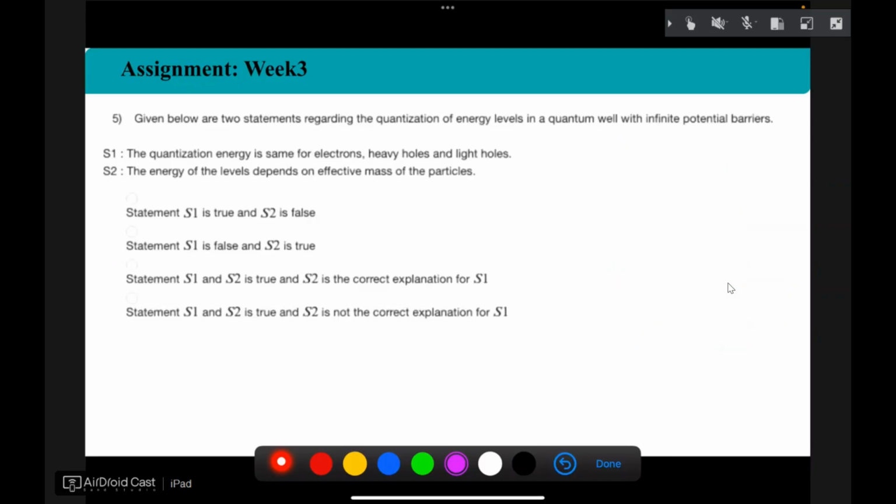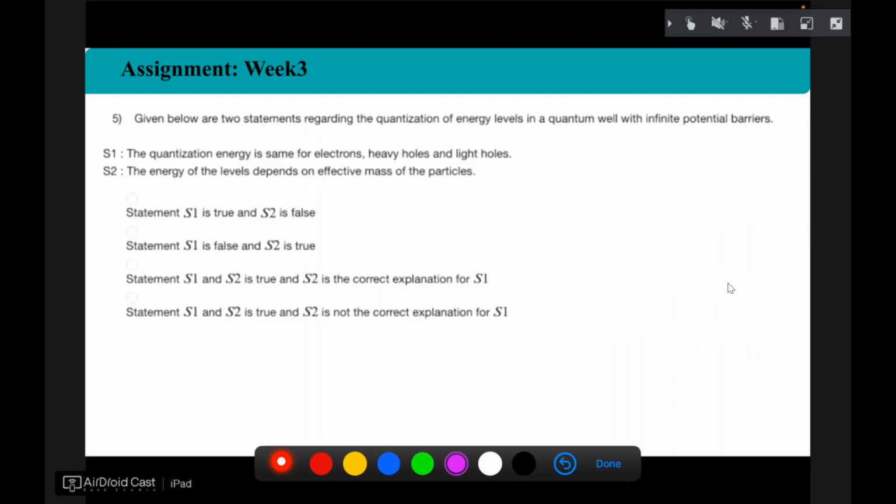Okay, so the next question is: given below are two statements regarding the quantization of energy levels in a quantum well with infinite potential barriers. The first statement is that the quantization of energy is the same for electrons, heavy holes and light holes. And the second is that the energy of the levels depends on the effective mass of the particles.